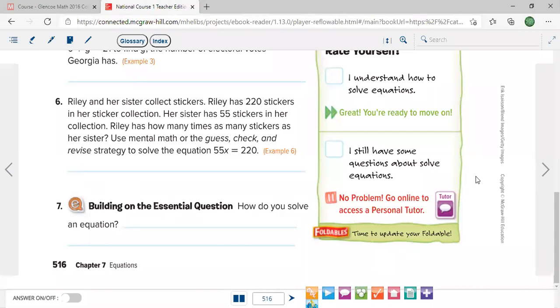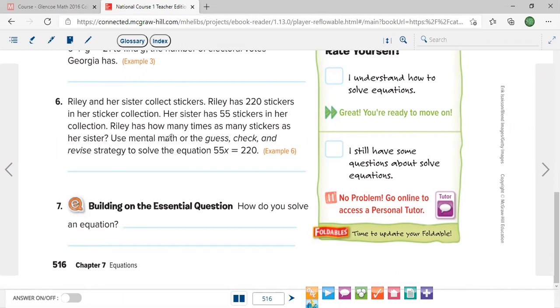Now in problem number 6, Riley and her sister collect stickers. Riley has 220 stickers in her sticker collection. Her sister has 55 stickers in her collection. Riley has how many times as many stickers as her sister?